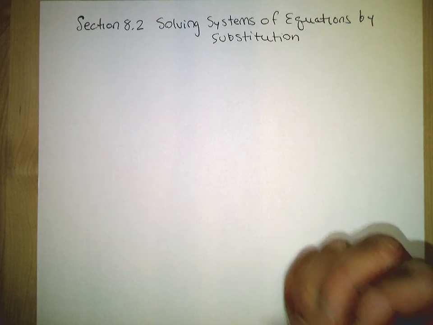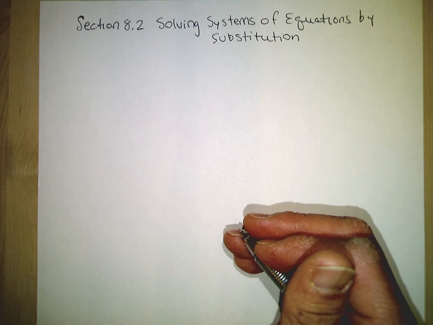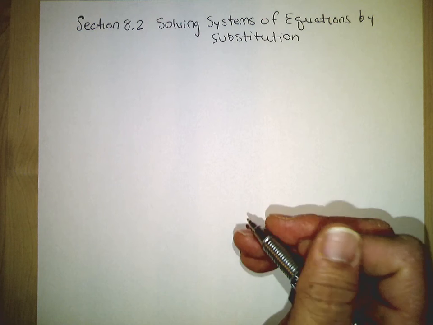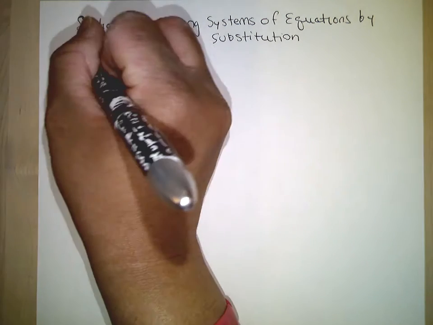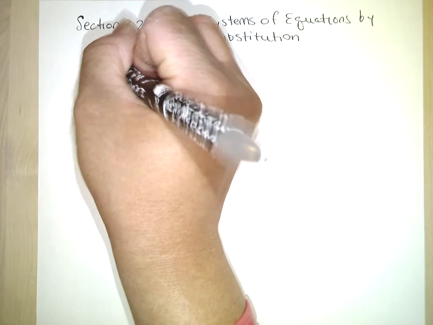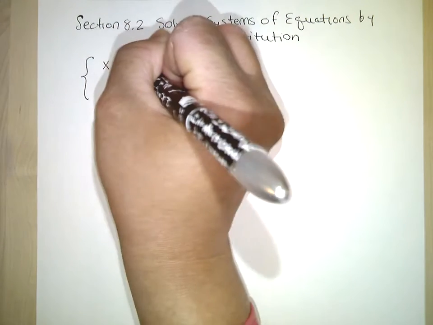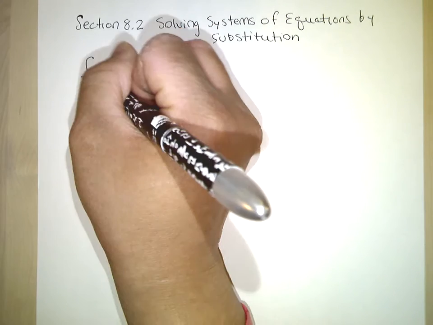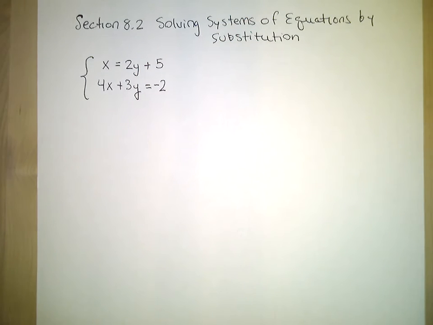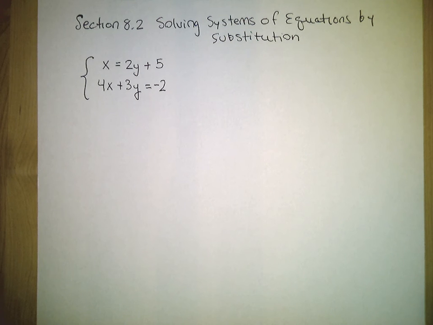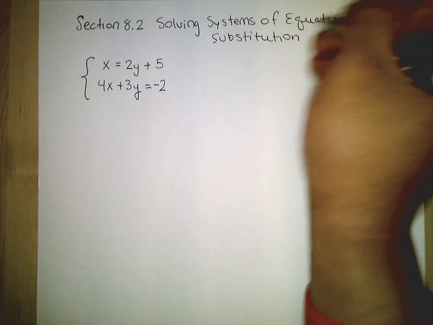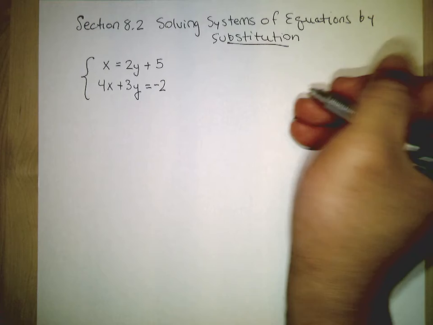Hi everyone, this is Professor Oaks, and in this video we're going to discuss solving systems of equations by substitution. In the last section we discussed systems of equations that look like this: x equals 2y plus 5, and 4x plus 3y is equal to negative 2, but we solved these by graphing each of the lines. In this section, we'll solve these by a different method called, again, substitution.